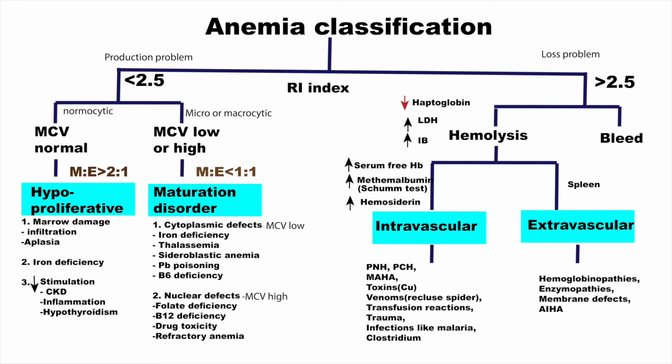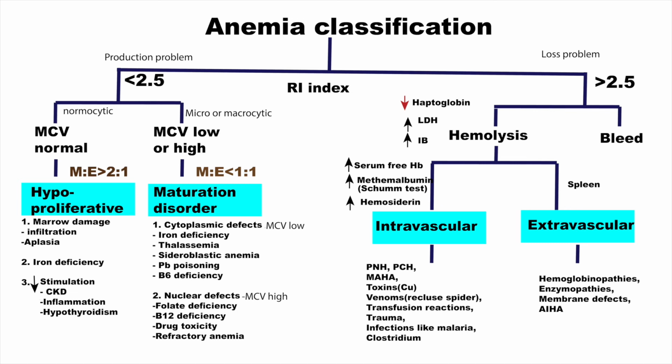Methemalbumin is elevated, which is detected by the Schumm test. And hemosiderin is elevated both in the serum and in the urine. In extravascular hemolysis, you have a palpable spleen, which is where the destruction takes place.